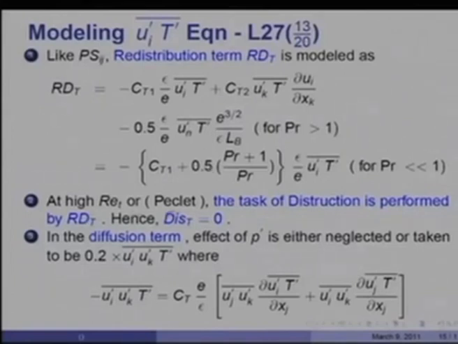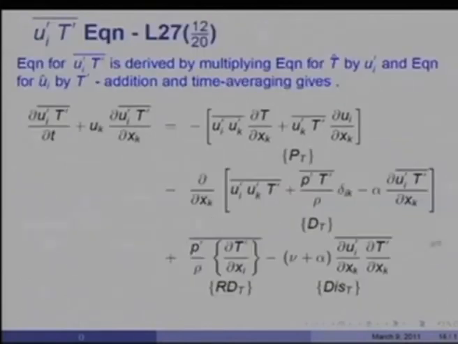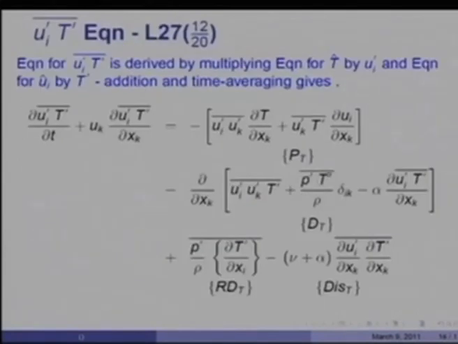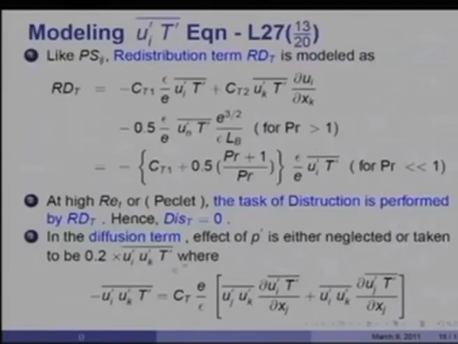At high Reynolds or Peclet number, the task of the destruction term is performed by RDT, and therefore usually the destruction term that we mentioned here is taken to be 0. In the diffusion term, the effect of p dash is either neglected, we either neglect this term altogether or take it to be some fraction of that term. And finally, the u_i prime u_k prime t prime is modeled as C_T into stress multiplied by the gradient of the flux in the different directions.